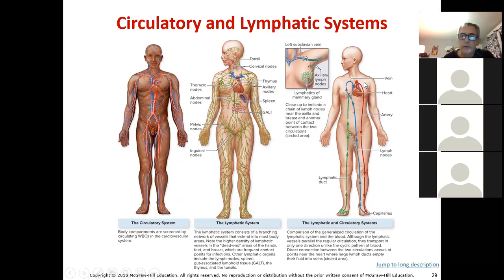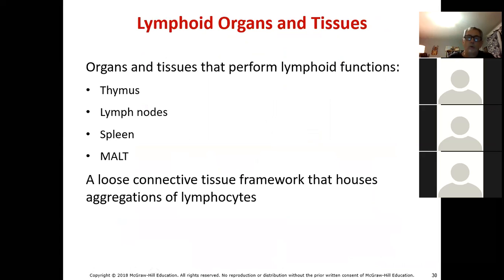As you see, our circulatory system is a closed system. Arteries carry the blood away. Veins carry the deoxygenated blood back. Organs and tissues that perform lymphatic functions: we mentioned the thymus, where our T cells come from. We have the lymph nodes in different areas. The spleen has a lot of immune cells in it. A loose connective tissue framework that houses an aggregate of lymphocytes is part of the lymphoid system.